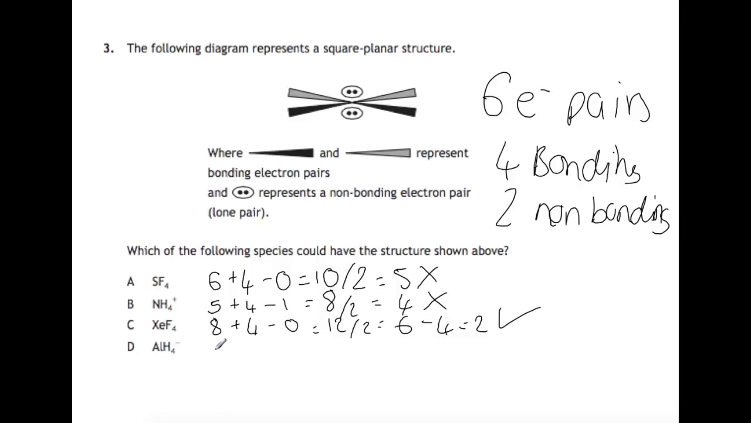And then if we just try and eliminate the last one, we've got aluminium, so that's 3 plus 4. The charge is quite hard to see, but it's a -1. So that gives us 8 divided by 2 is 4, so that can't be our answer. So our answer here is xenon tetrafluoride.